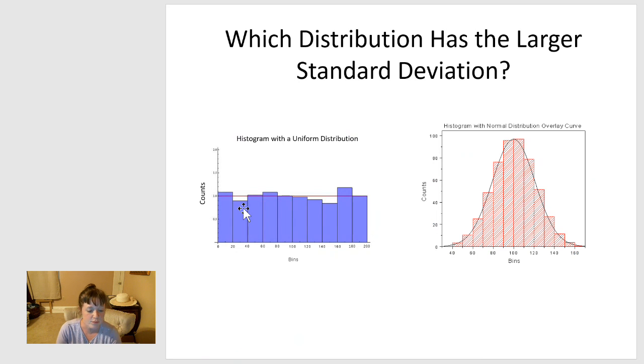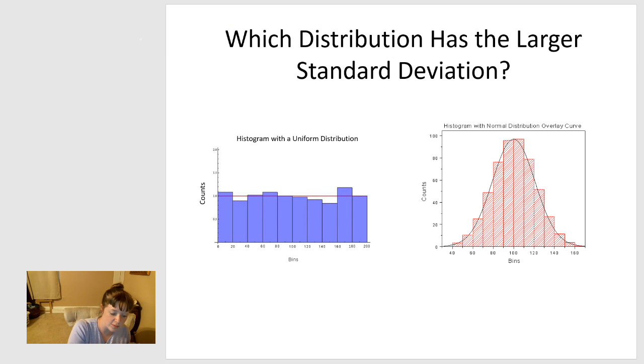So, the last thing that I want to ask you to put it all together: distributions, central tendency, standard deviation. And this is a hard question. Look at these two distributions. Here we have a uniform distribution here and a normal distribution here.